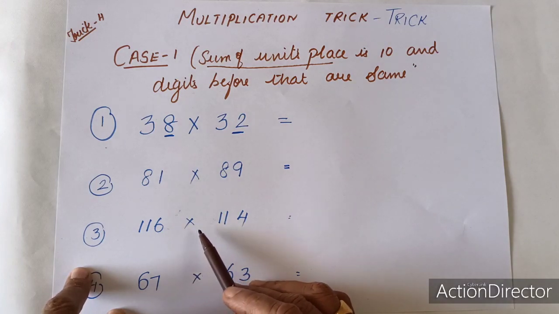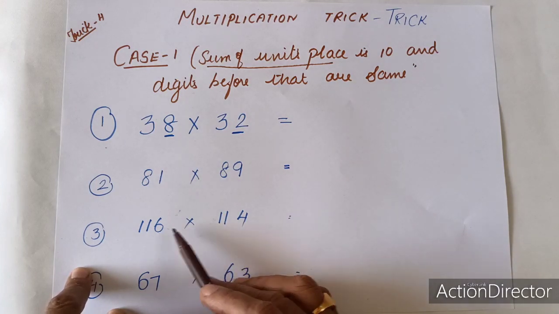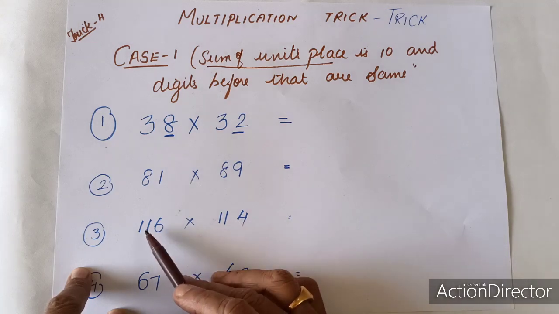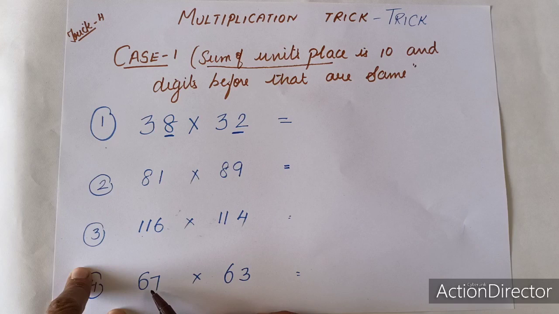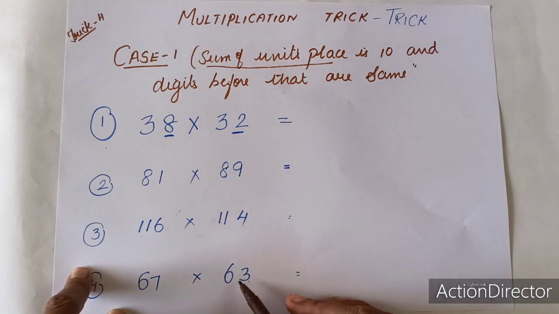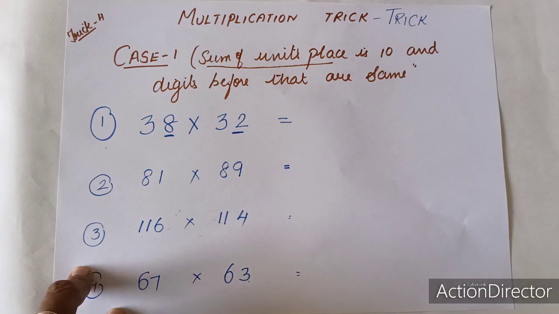Here also 116 into 114. 6 plus 4 is 10. And the digits before the units place, that is both 11, are same. Last one, 67 into 63. Sum of units place is 10. And the digits before the units place, in both the numbers, are 6.